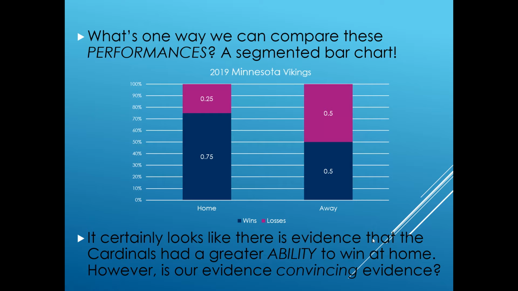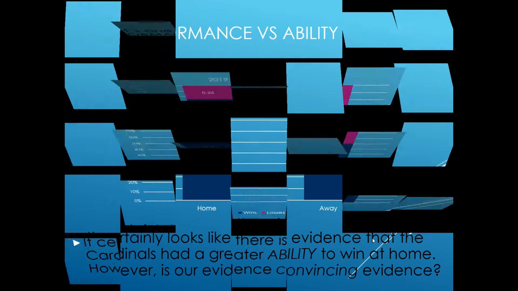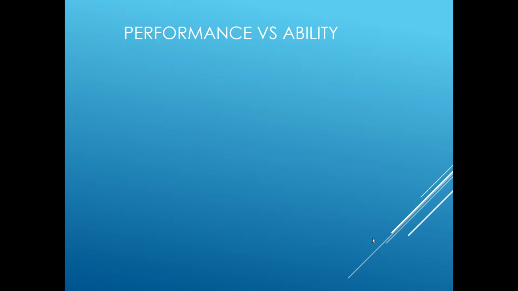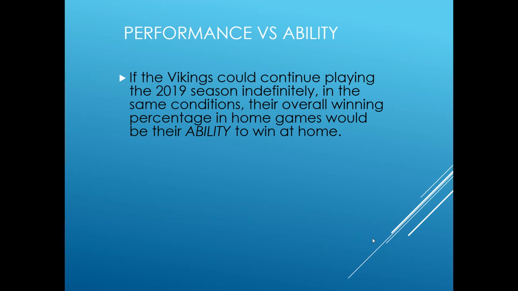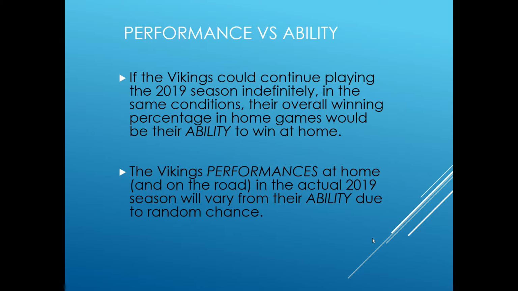At least there's evidence. But what we have to remember is that we're talking about performance versus ability, right? So if the Vikings could continue playing an infinitely long season for 2019 in the same exact conditions, their overall win percentage would eventually create that ability to win at home. But obviously that's impossible to do. We can't do that. So we have to look at this is what their performance was at home and their actual performance on the road, and then try to determine, well, if we were to replay this over and over again, would random chance be the reason?